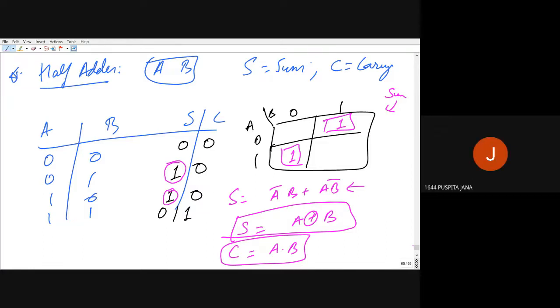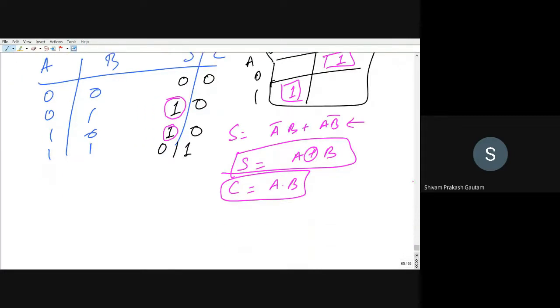Is there any doubt anyone is having in this? Let me know. Okay, tell me where you are having doubt. Anyone? No, sir. Clear, sir. Okay, I'm asking other students. Anyone is having any doubt? No, sir. Okay, so I'm moving forward.